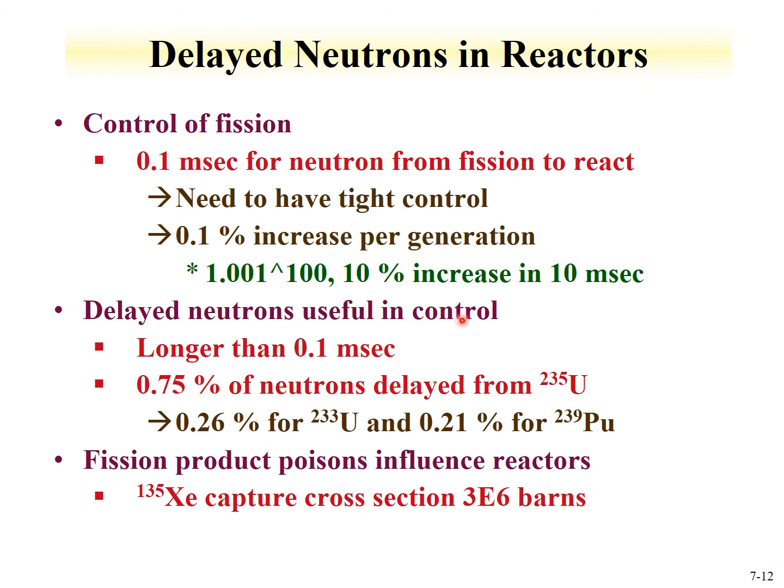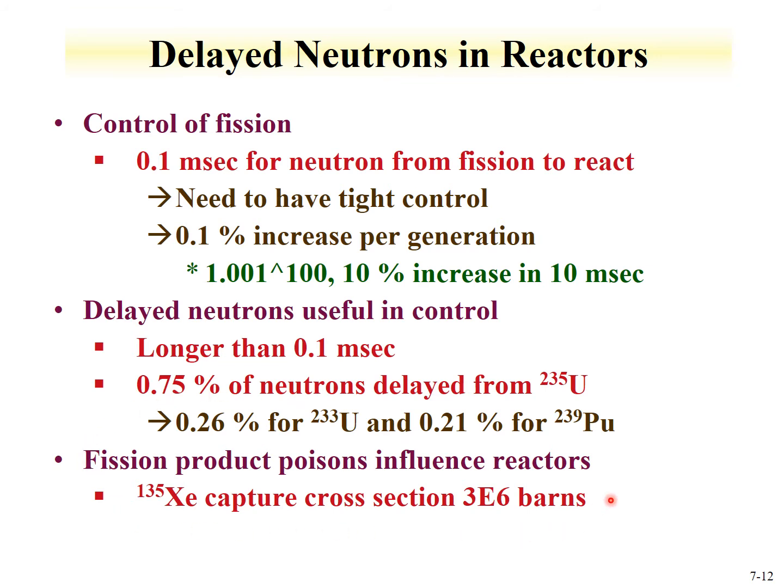So these delayed neutrons, they all have half-lives much greater than 0.1 milliseconds. So that allows even this small fraction a means of having a little bit more control over the fission process. Now, we mentioned that for uranium-235, about 0.75% of the neutrons are delayed. And for uranium-233, it's about 0.25%, and same thing for plutonium-239. This means in some regards, uranium-235 is a better fuel for reactors, just as an example in regard to these delayed neutrons.